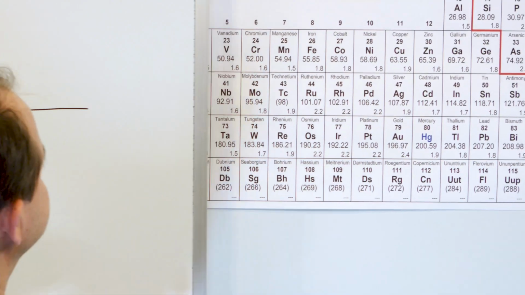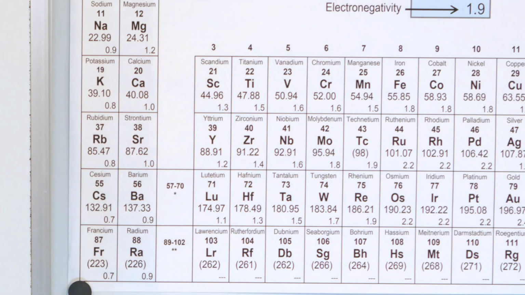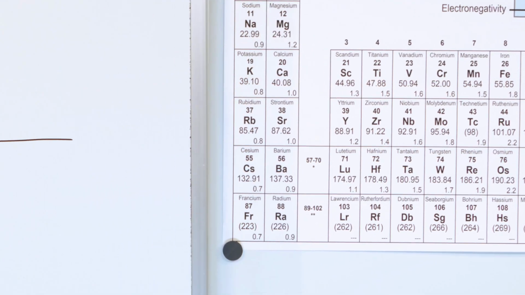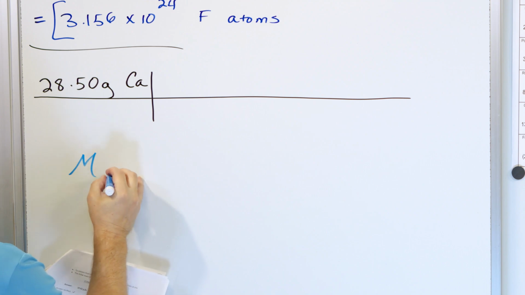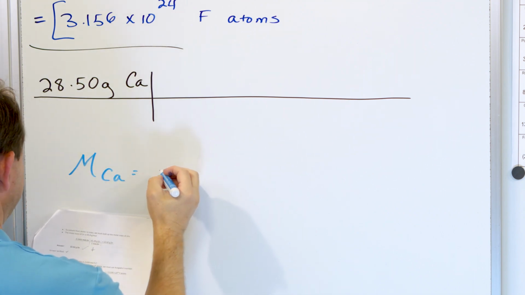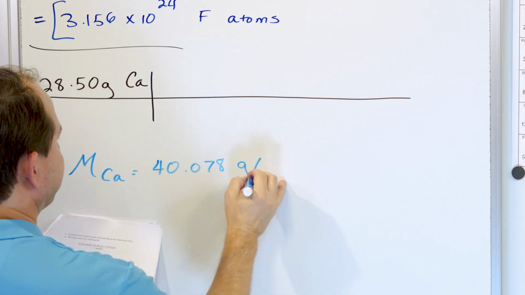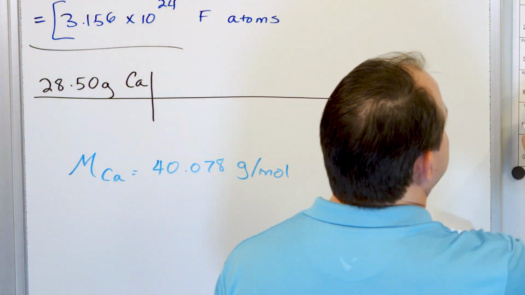And we look up calcium. Calcium is right here. And it's element number 20, and the mass is 40.08, and that unit is grams per mole. That's the molar mass. So I don't need to do this for every problem, but I'll just say the molar mass of calcium works out to be 40.078 grams per mole. And let's just double check, that does match with this.